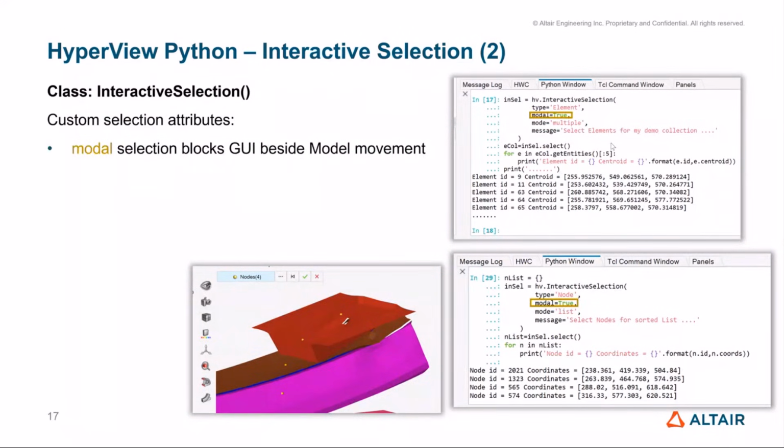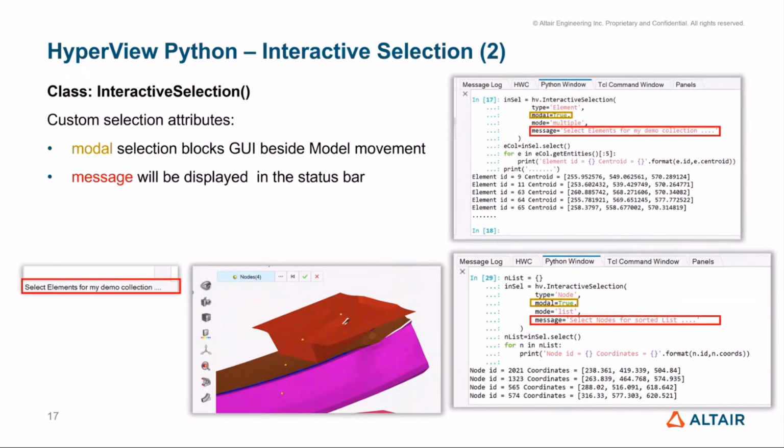When I give here a little bit more detailed example, when I say do the interactive selection here, for example, for type elements, and I want to use the modal options. The modal options blocks every GUI action beside the model movement, so zooming, rotating, and selecting, but all the other GUIs browsers are blocked. If I say modal true, this is the default value. I can give here for the interactive selection a message argument, and then when you start it, you will see, before you start clicking the first time, the status bar in the lower left corner.